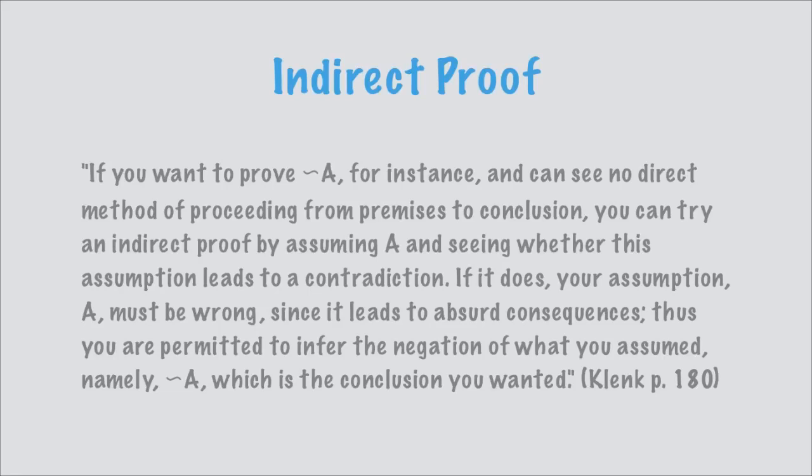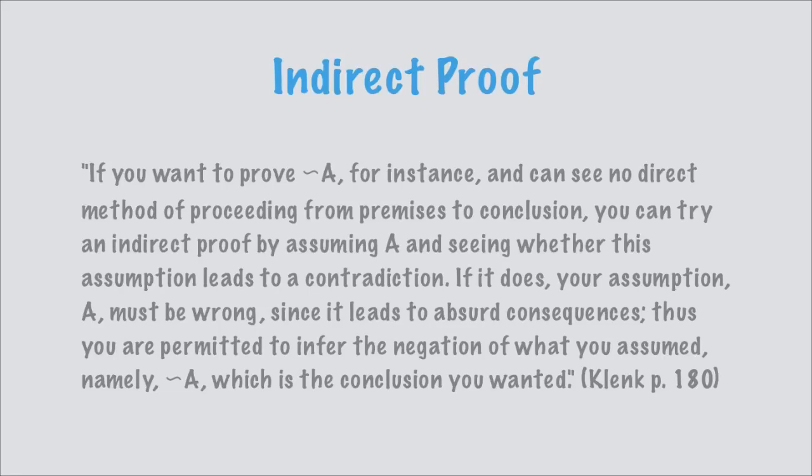So Klenk actually says there are a number of ways you can present the indirect proof. I think your book does a very good job of explaining what the technique actually is. And it says, if you want to prove not A, for instance, and can see no direct method of proceeding from the premises to the conclusion, you can try an indirect proof by assuming A and seeing whether this assumption leads to a contradiction. Now, by contradiction means P and not P, Q and not Q. That's a contradiction. So you want to know whether by assuming the opposite of the conclusion you lead to a contradiction. If it does, your assumption A must be wrong.